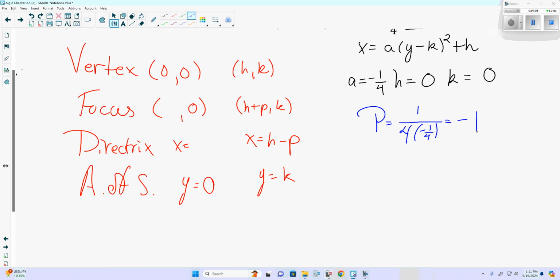So the value p is negative 1. So if we come back over here, h plus p. Well, h is 0, so 0 plus negative 1 is, so the focus is negative 1, 0. Directrix, h minus p, would be 0 minus negative 1. Well, negative negative 1 is what? 1. So it's plus 1, which is 1, so x equals 1.